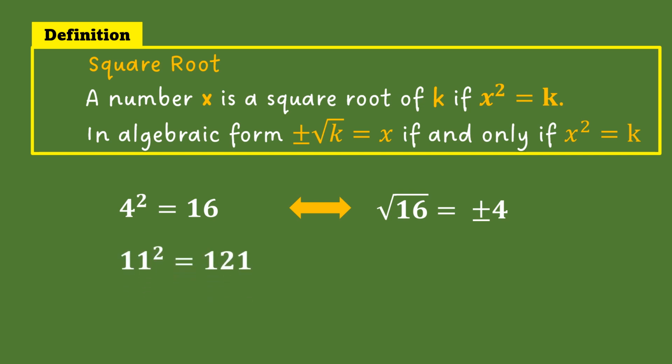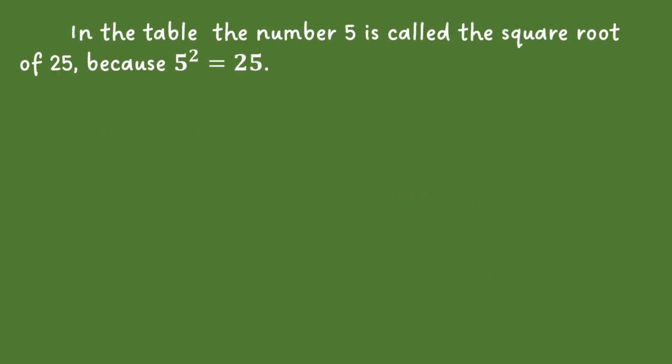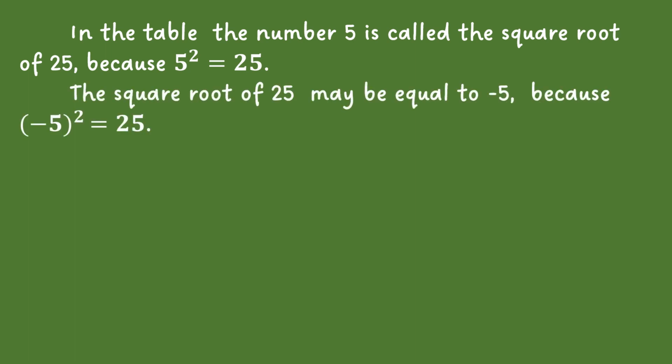Another example, 11 squared is equal to 121 if and only if the square root of 121 is equal to positive or negative 11. In the table of squares and square roots, the number 5 is called the square root of 25 because 5 squared is equal to 25. The square root of 25 may also be equal to negative 5 because the quantity negative 5 squared is equal to 25.